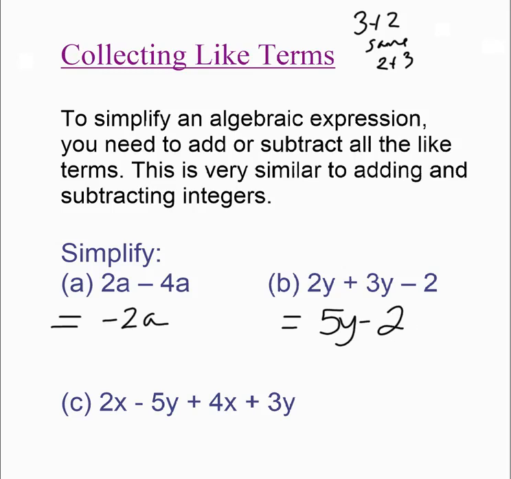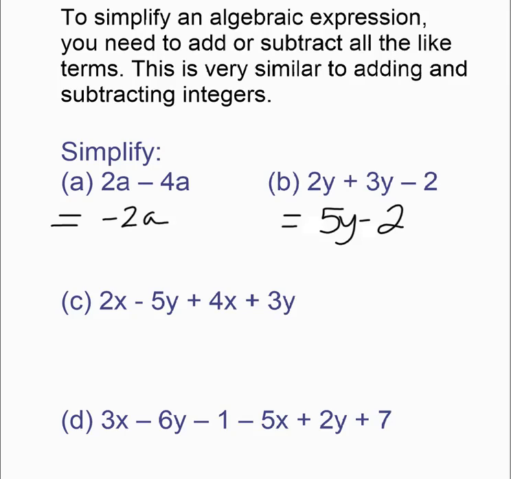Now, you cannot keep going. That is your final answer because this one has a y and this one does not. So these are not like terms and you are done. Now, the next one is a little bit more challenging. What you have to do is collect the like terms yourself.